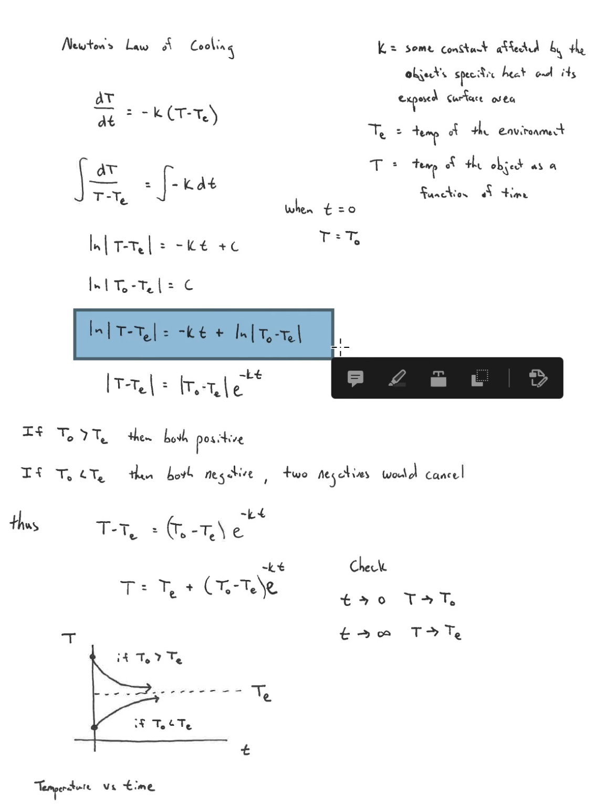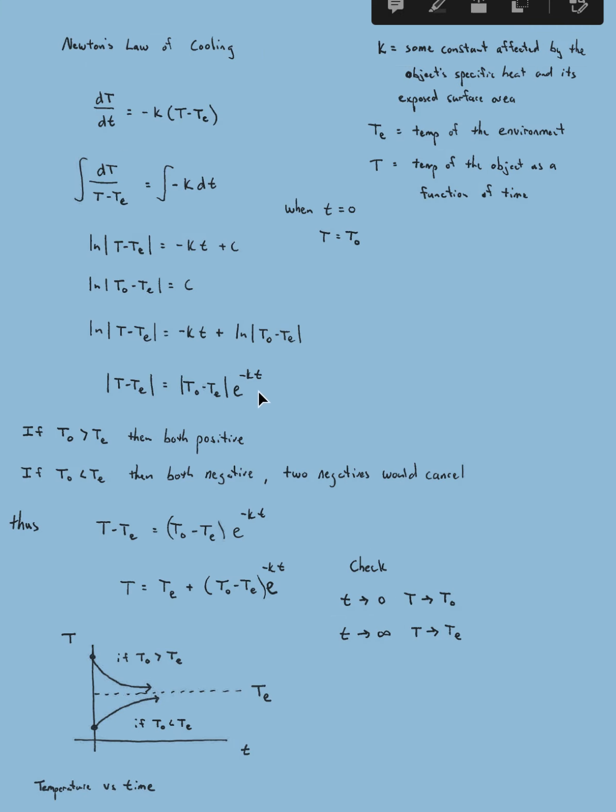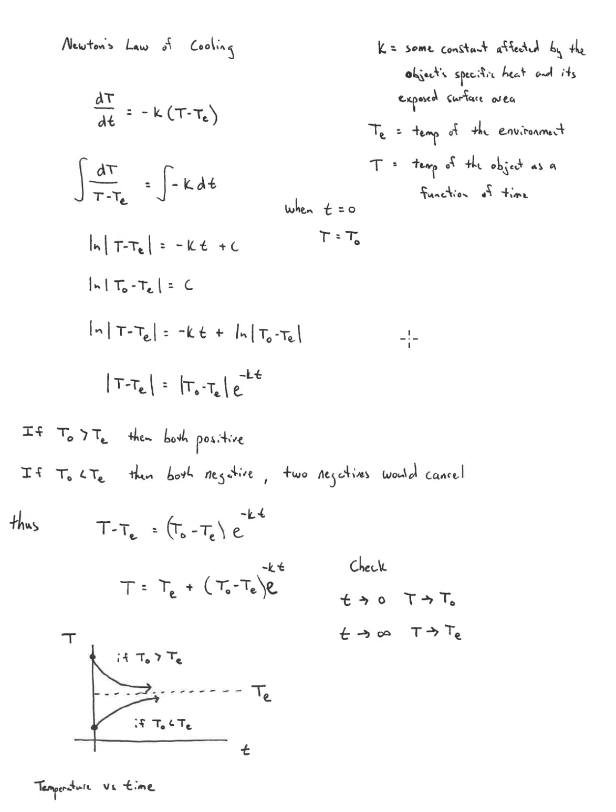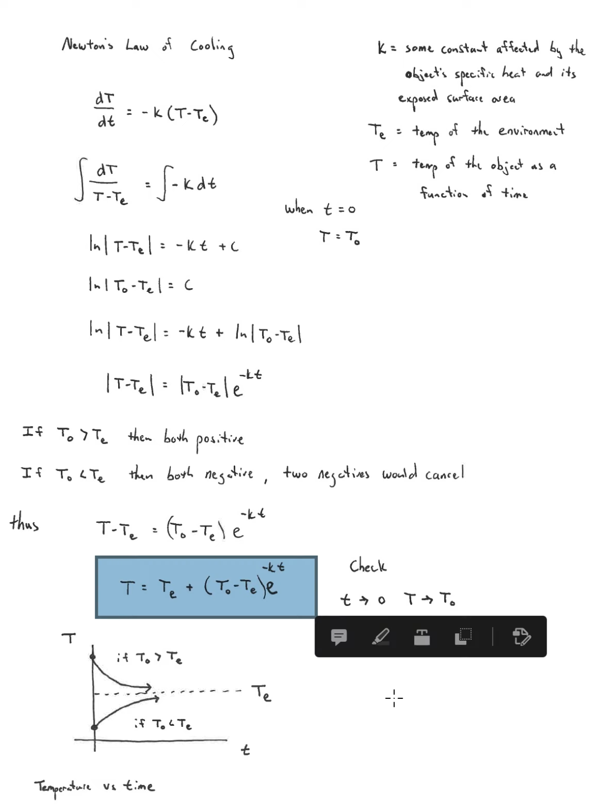Then we want to solve for capital T. And so what I end up doing is I exponentiate to get this, and then I have these absolute values and I have to make some decisions. And so I think, okay, what are the two cases? Well, T naught can be greater than T_E. In that scenario, both the absolute values are positive, thus I can just drop them. And if T naught is less than T_E, then they're actually both negative, and the two negatives would cancel. So in either way, I get this same equation, and I add T_E to the other side, and I'm looking at this. There is the temperature of an object as a function of time based on Newton's law of cooling.